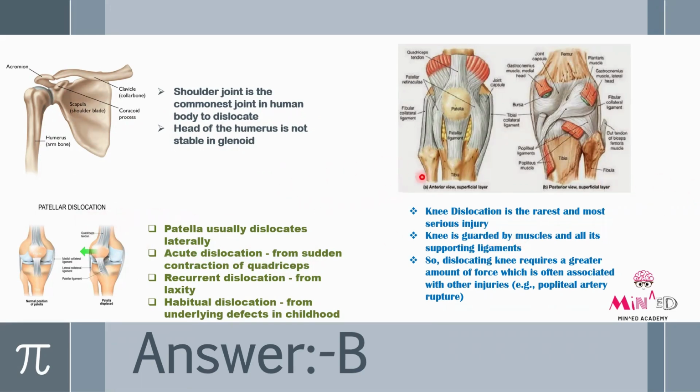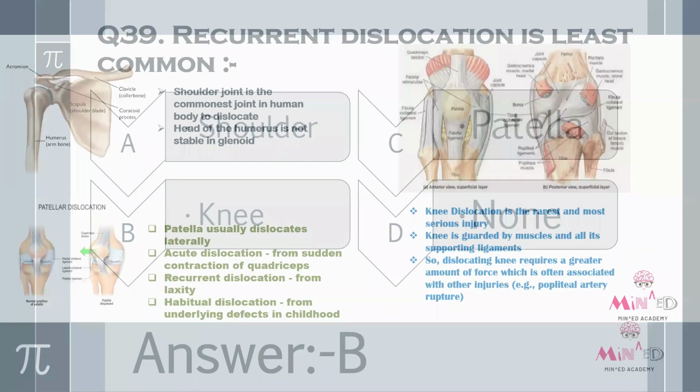Now, knee dislocation is the rarest and most serious injury. Knee is guarded by muscles and all its supporting ligaments, as you can see. So dislocating the knee requires a greater amount of force, which is often associated with other injuries. Most common is shoulder joint, patella usually dislocates laterally, and least common is knee. So answer is option B, knee joint.